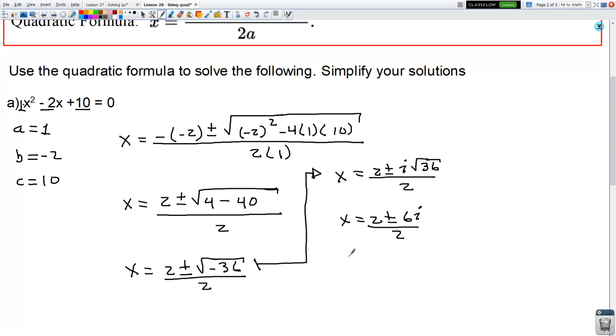If you want to think about it, you can rewrite this as the following: x equals 2 divided by 2 plus or minus 6i divided by 2. Notice that this 2 is dividing both of them. So it's the same as if you say, well, let me divide them one at a time. So now this becomes 2 divided by 2. So this is just 1 plus or minus 6 divided by 2. So this is 3i.